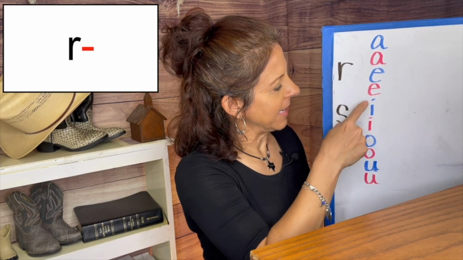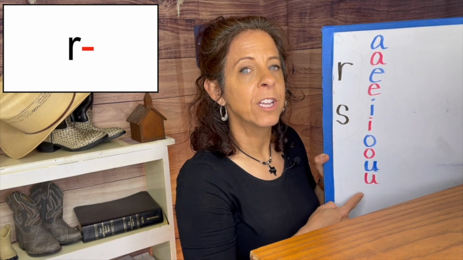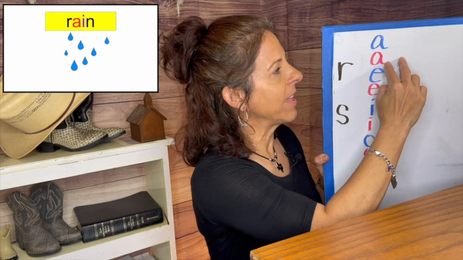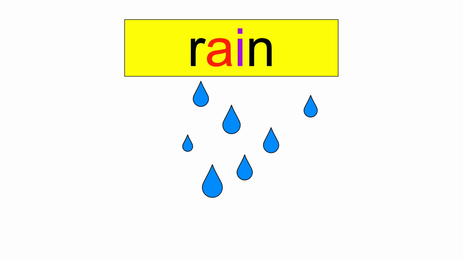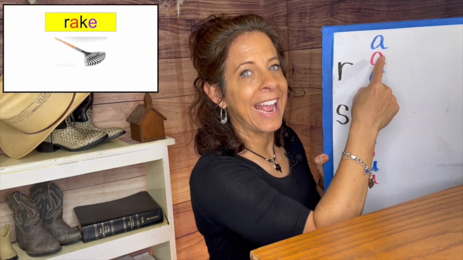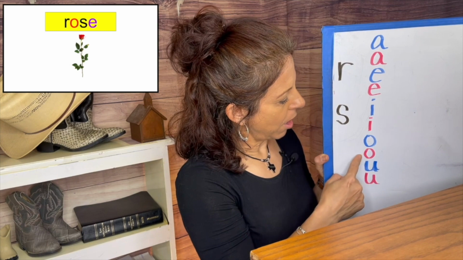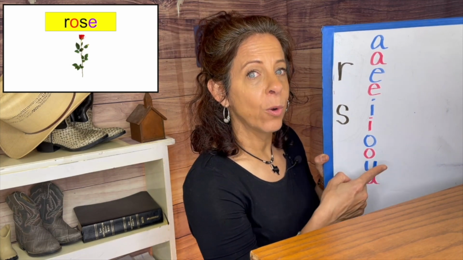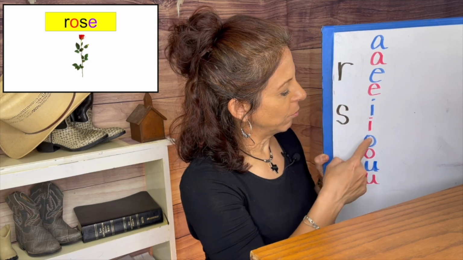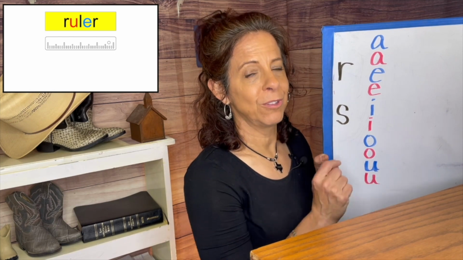And now the red letters. A says A, E says E, I says I, O says O, U says U, with R. R-ain, A with I, A says A. R-ache, A with E, A says A. R-o's, O with E, O says O. Ruler. U with E, U says U, ruler.